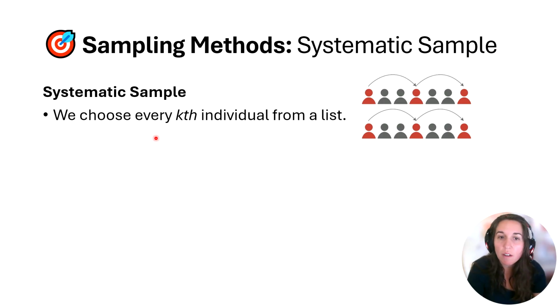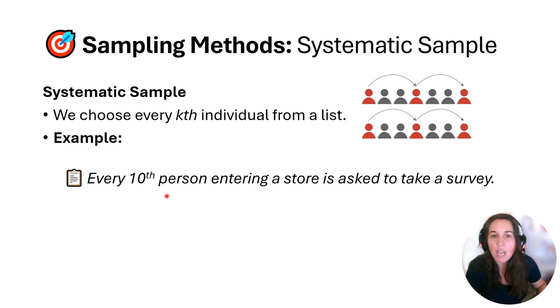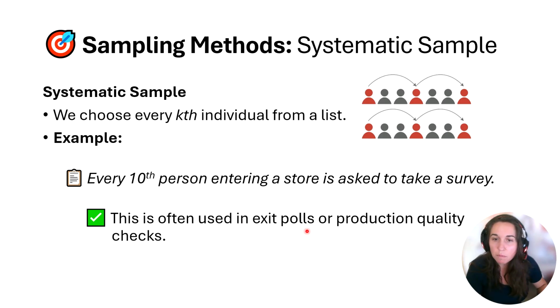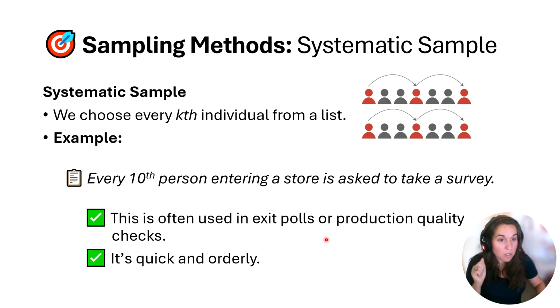Okay, the last sampling method we're going to talk about is called systematic sampling. And this is when we choose every kth individual from a list. So for example, maybe we choose every 10th person entering a store to take a survey, right? Kind of like you see in this picture here, we chose every 3rd person, right? So we sample and then 1, 2, 3. The next person, 1, 2, 3 is the next individual, okay, and so on and so forth. This is often used in exit polls or production quality checks because it has the benefit of being quick and orderly, which is really nice. So we just say, hey, we're going to sample every 5th person, and that's what we do.